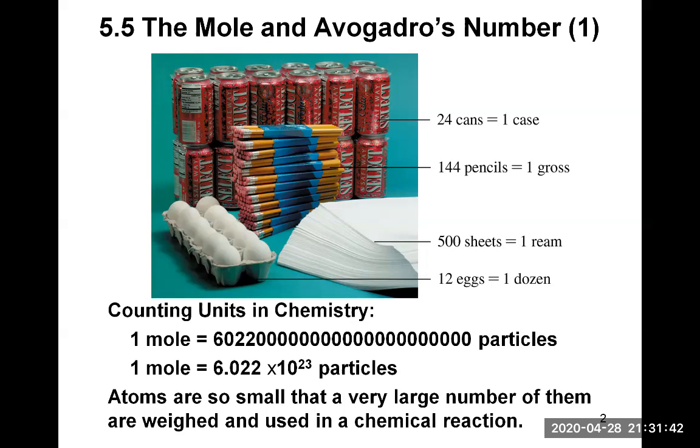And so in chemistry, we also have a word that defines a certain number of things. And we are counting units in moles in chemistry. M-O-L-E, 1 mole is this number of particles. So please look at the 6022, and then you have 20 zeros after that. So it's a very, very large number.